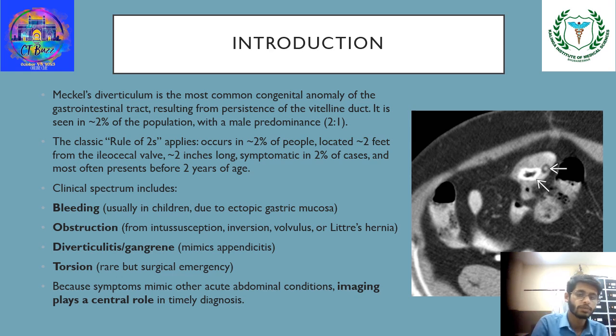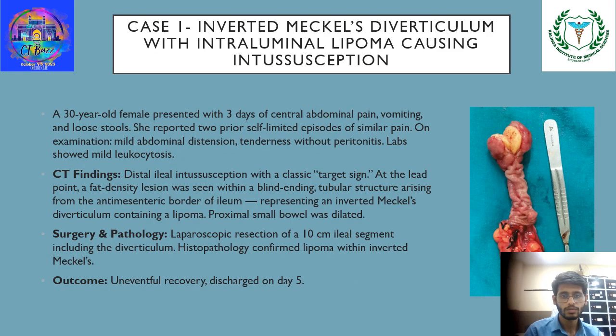The clinical spectrum is wide. It includes bleeding usually in children due to ectopic gastric mucosa, obstruction from intussusception, inversion, volvulus or Littre's hernia, diverticulitis or gangrene which can mimic appendicitis, and torsion which is rare but it is a surgical emergency. Because symptoms mimic other acute abdominal conditions, imaging plays a central role in timely diagnosis.